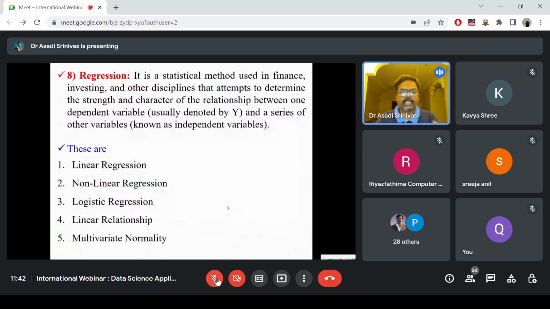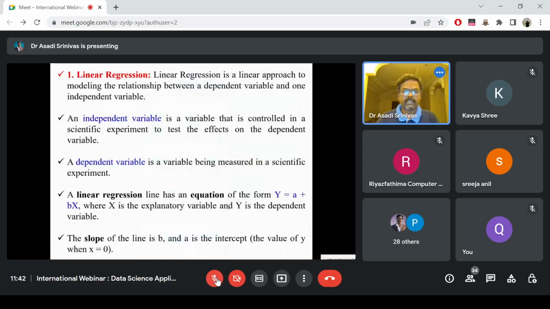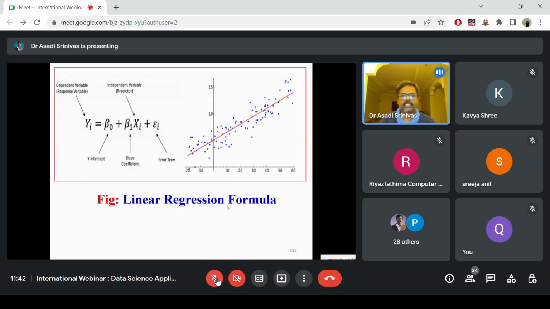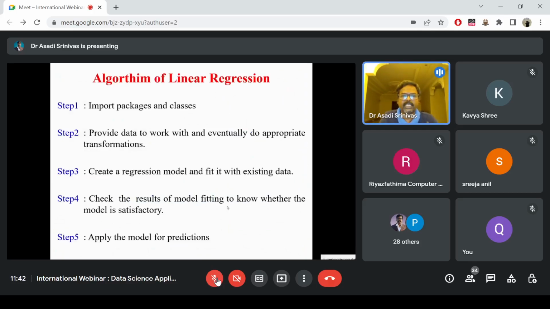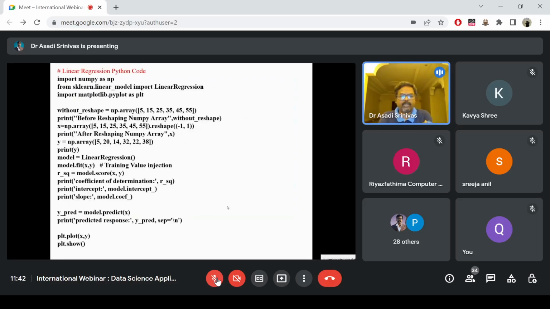See now, regression. In this regression, I am demonstrating the first application, linear regression. So y is equal to mx plus c, where x is the explanatory variable, y is the dependent variable, and m is the slope. In this one, I'm going to generate this by using Python programming. See here, this is the algorithm of linear regression, and these are the steps I'm using. This is the code I'm using.